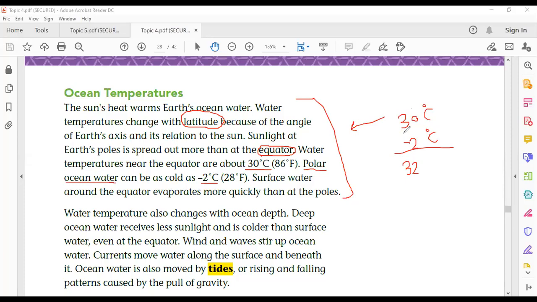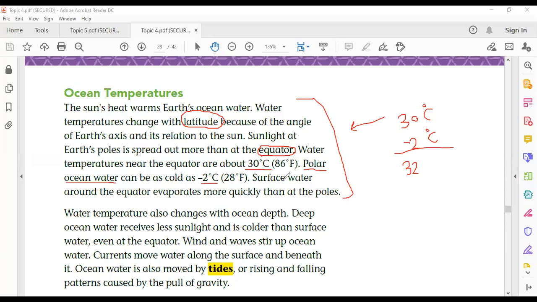Suppose one temperature is -2 and the other is 30. It's a big difference. Okay, so ocean water is colder where? In polar areas. And ocean water is hot where? Near the equator. Why? Because of latitude. The equator receives a large amount of sunlight, but in the polar areas it is cloudy most of the year.